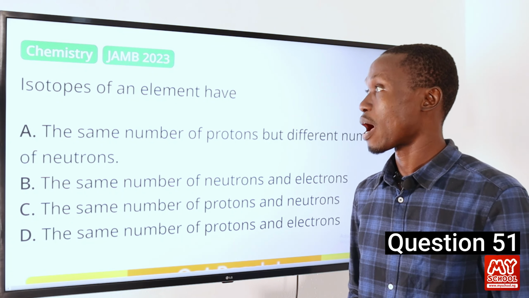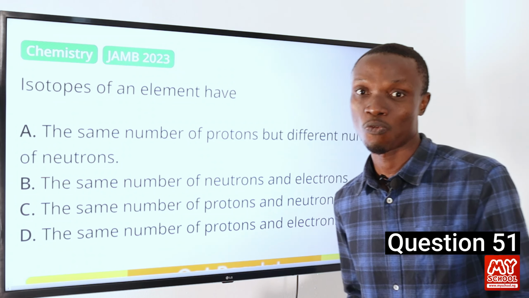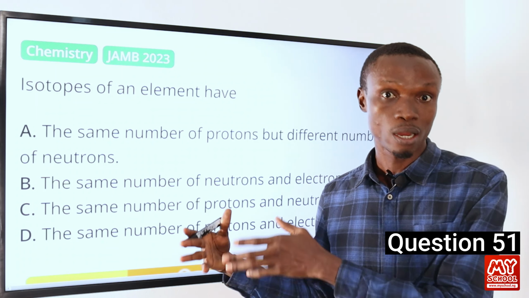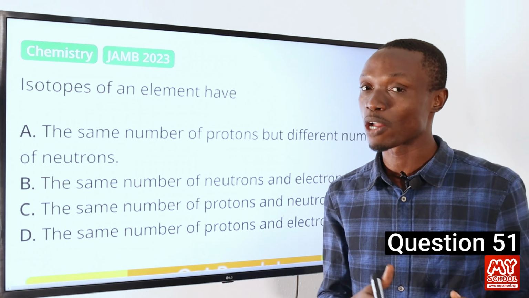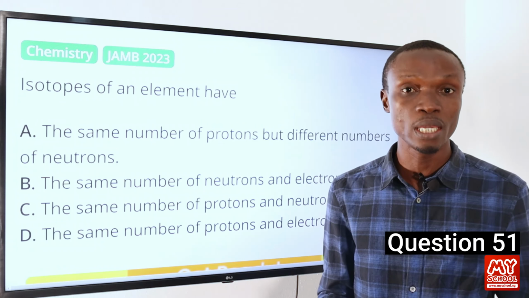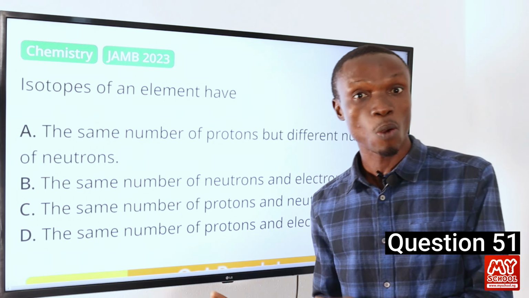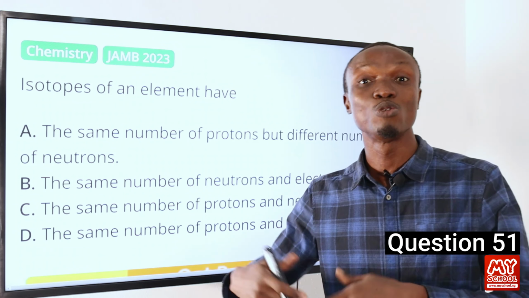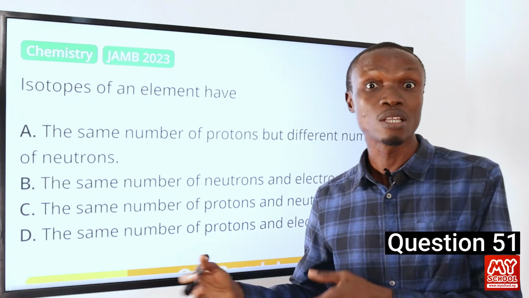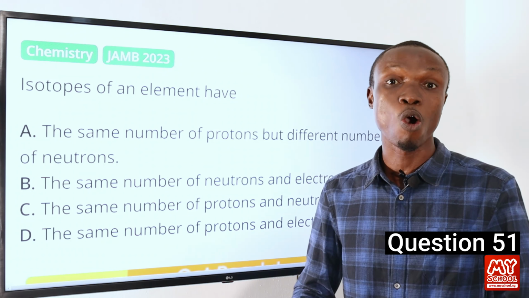Question 51. Isotopes of an element have dash. So isotopes of an element refers to atoms of the same element with the same atomic number but different mass number. By atomic number we mean the number of protons, so they have the same number of protons. While by mass number we mean the sum of protons and neutrons. So if the number of protons is the same, then the only thing that will be different in order for us to have an isotope is the number of neutrons.